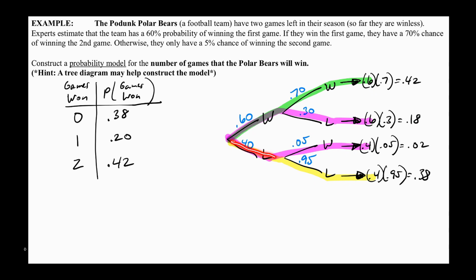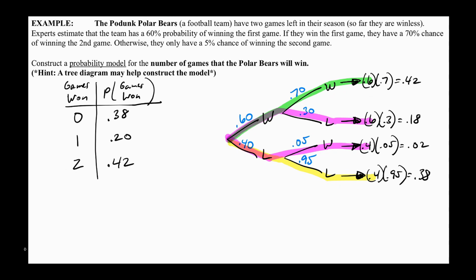This one here is the only path for 0 wins. So 0.4 times 0.95 is 0.38. There's only one path for 2 wins. That's a win and a win. So 0.6 times 0.7, which equals 0.42.